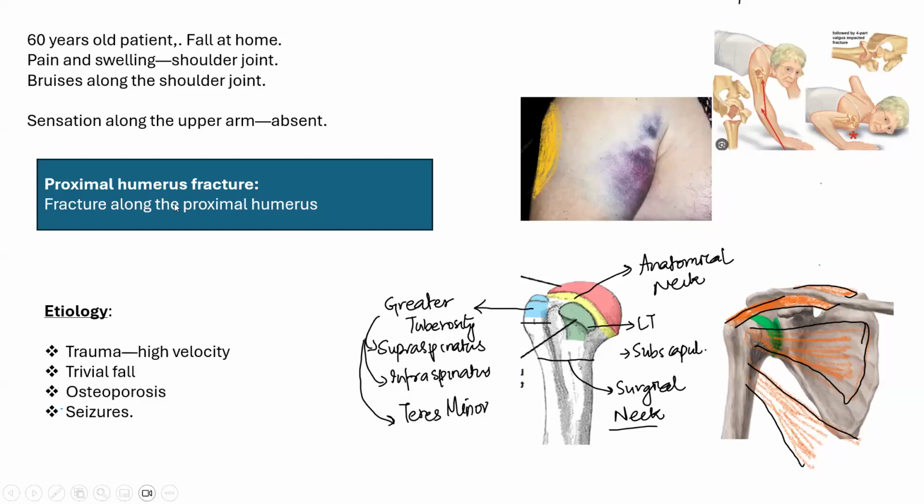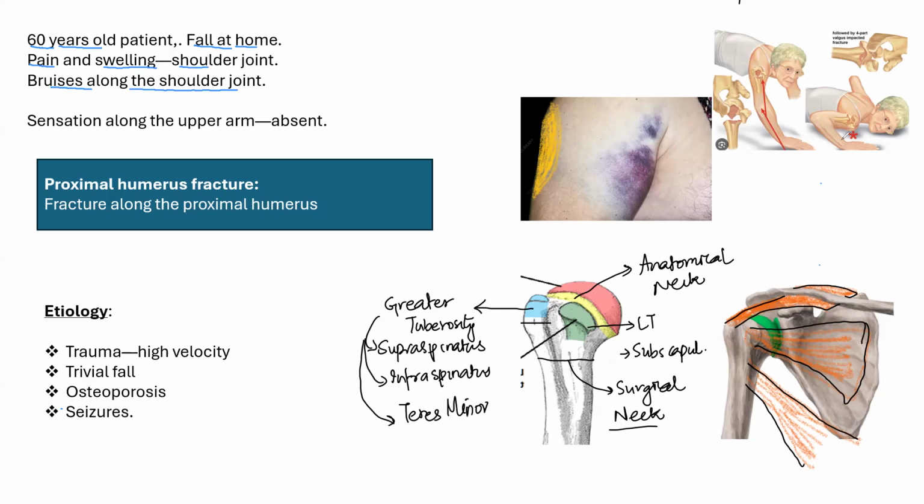Today we'll start our class with this case. We have a 60-year-old female patient. She had a fall at home. A 60-year-old female patient means an osteoporotic patient. She presented to us with pain and swelling around the shoulder joint, and there are bruises along the shoulder and axillary region. This indicates that the patient has an injury to the proximal aspect of the humerus.